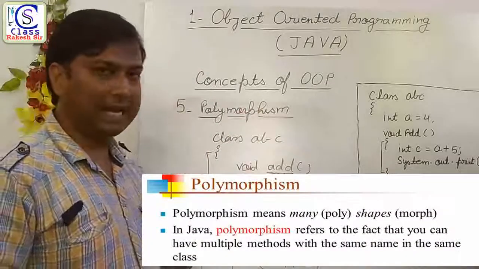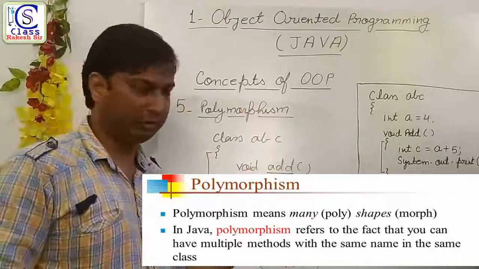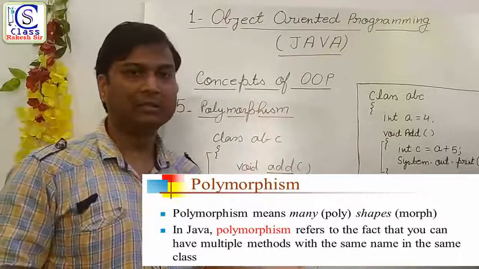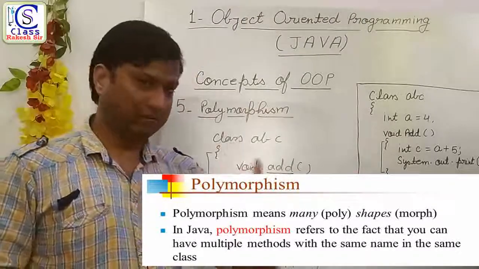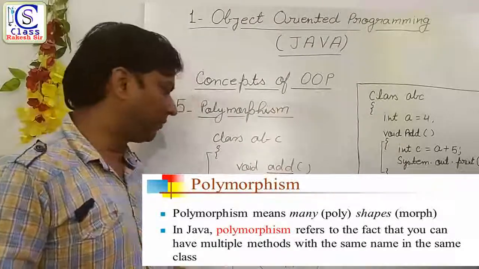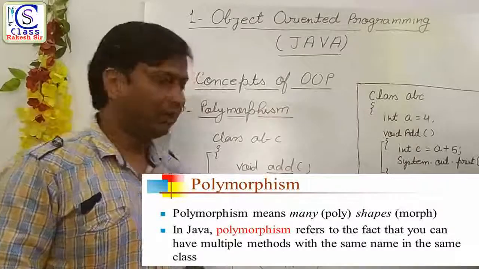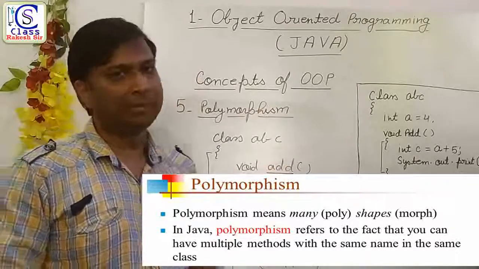I have a method add, but in 2 different forms. One method is used to add 2 numbers and the second method is used to add 3 numbers. The method name is add, which means we are using only one method name, but it performs in 2 different forms. Here 2 numbers and here 3 numbers. This concept is known as polymorphism.